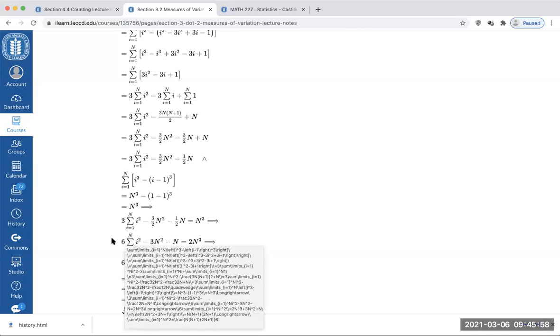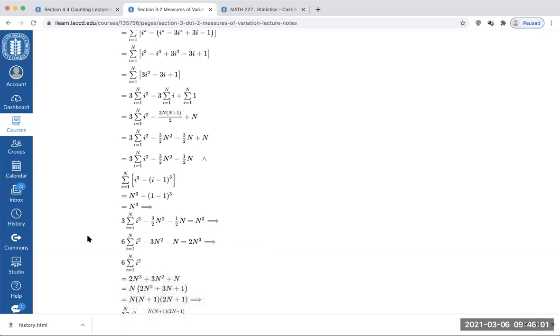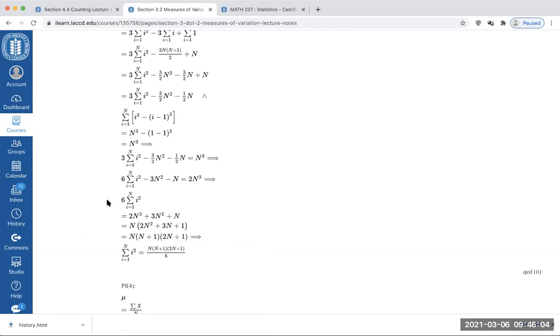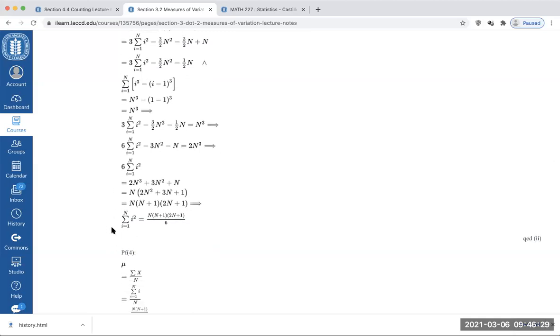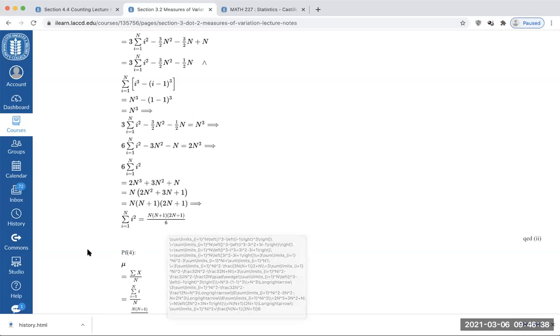Therefore, bringing the 3n squared and the n to the other side of my equation, I have that 6 sum i equal 1 to n of i squared is 2n cubed plus 3n squared plus n. Factor out n. So I get n times the quantity 2n squared plus 3n plus 1. Factor what's in the parentheses, and so I get n plus 1 times 2n plus 1. Divide both sides of my equation by 6. Therefore, the sum i equaling 1 to n of i squared is n times n plus 1 times 2n plus 1 over 6.